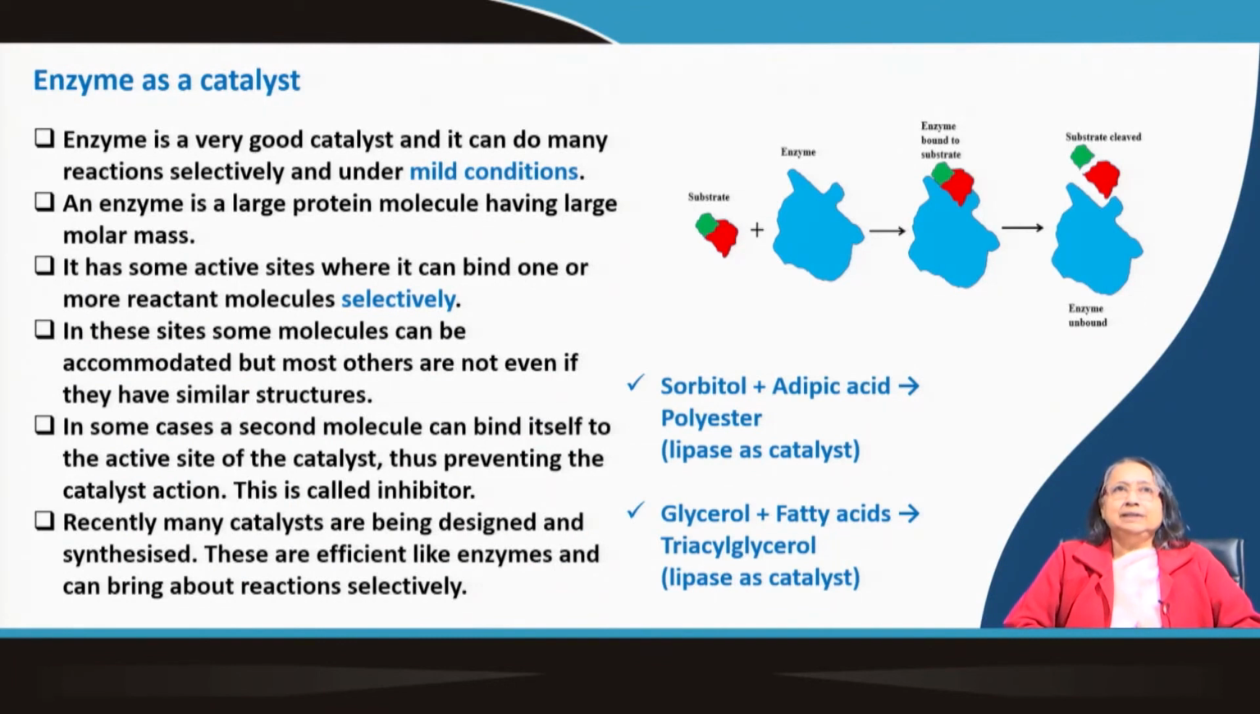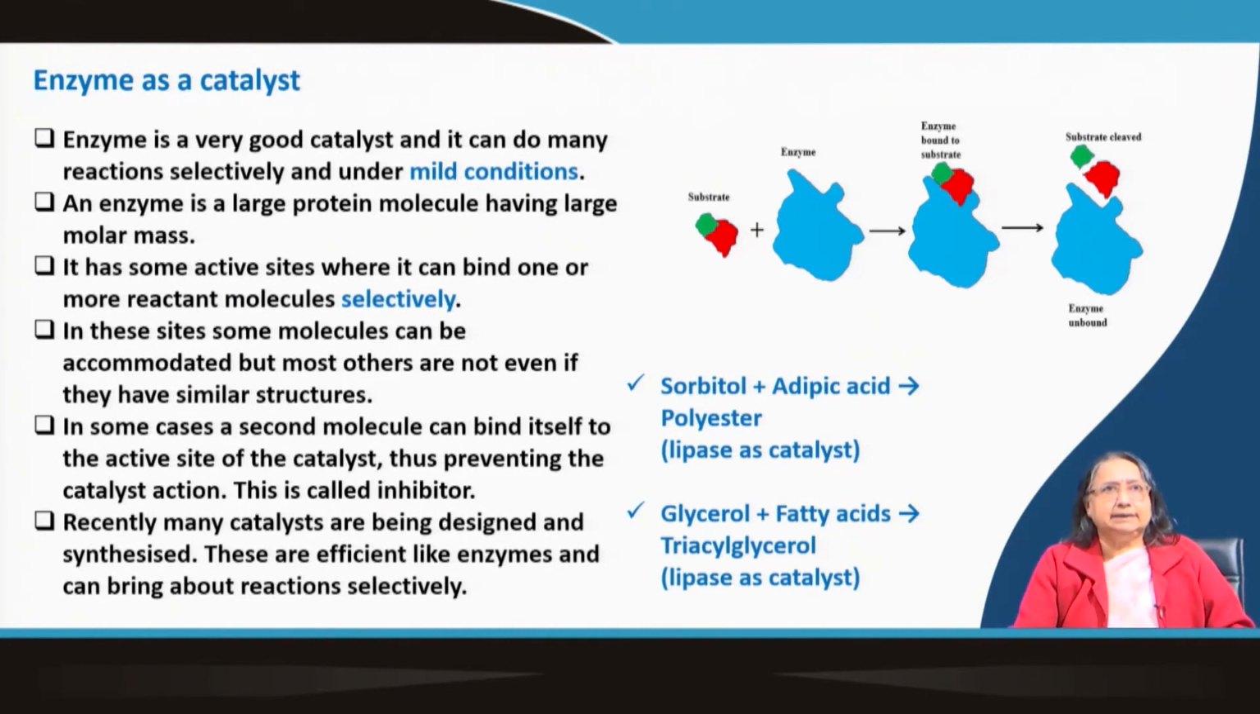Now, enzyme as a catalyst. In our body system, I told you there are many enzymatic reactions going on, many free radicals are generated, then free radicals are destroyed, millions of reactions are going on. Enzymes are very good catalysts. They are protein molecules having large molar mass, with very complex structures, and active sites are there.